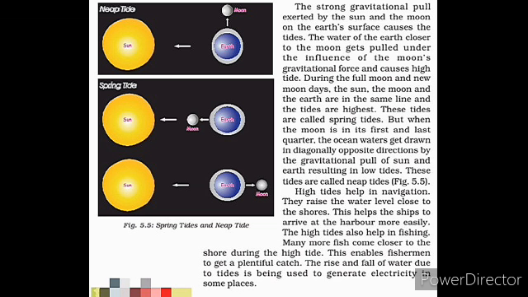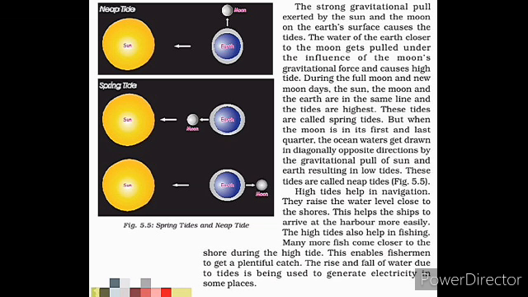But when the moon is in its first and last quarter, the ocean waters get drawn in diagonally opposite directions by the gravitational pull of the sun and moon, resulting in low tides. And these tides are called neap tides.